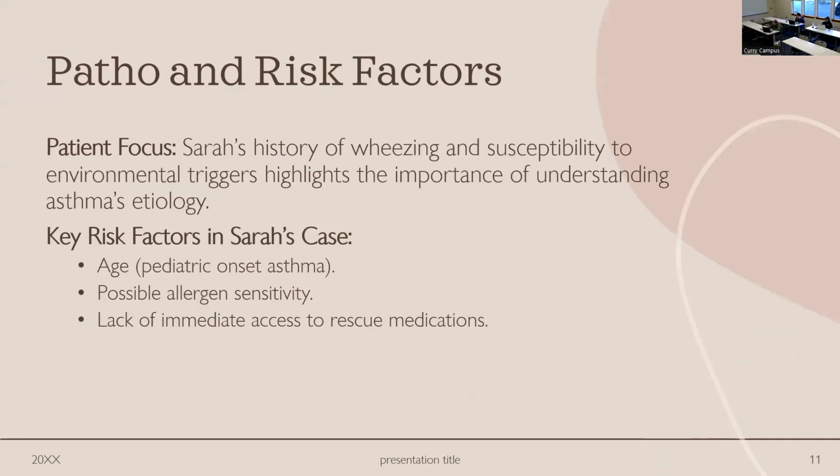Sarah's history of wheezing and susceptibility to environmental triggers highlights the importance of understanding asthma's etiology. Her risk factors are age, since she has pediatric onset asthma, possible allergen sensitivity, and we don't know exactly what those are because I don't think she's been tested, and lack of immediate access to rescue medication.